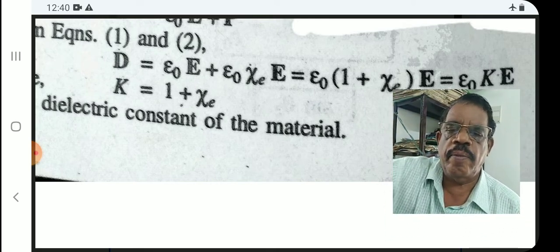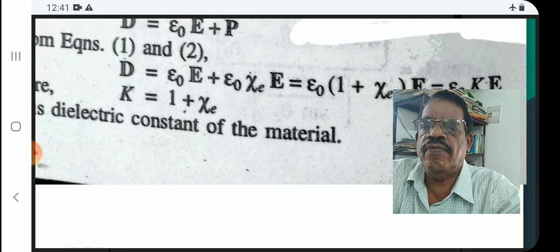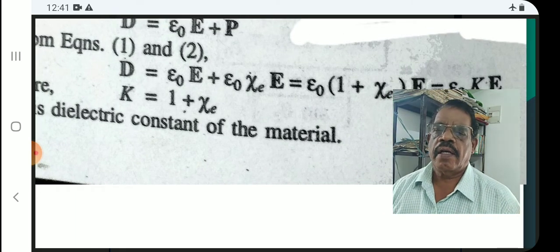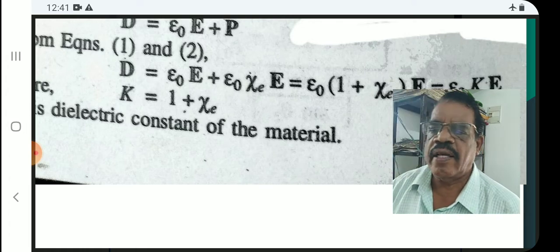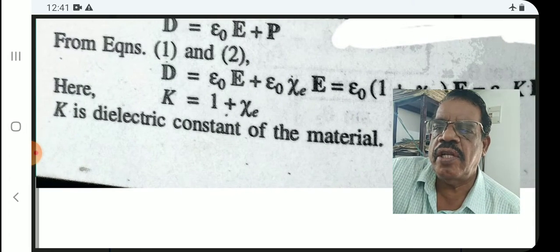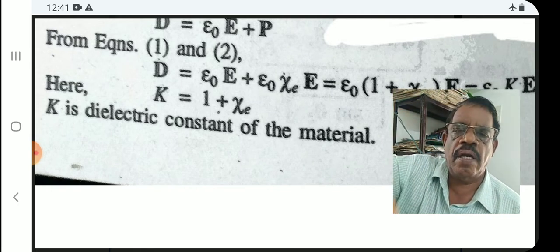So there may be a question like this. Give an expression for dielectric constant in terms of electric susceptibility. The relation is K is 1 plus chi E, or epsilon R is 1 plus chi E.